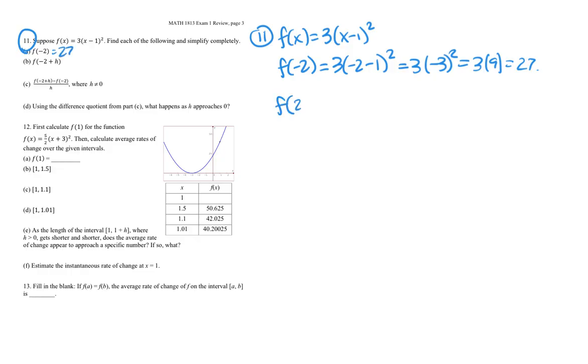f of negative 2 plus h is equal to, I'm going to plug negative 2 plus h everywhere I see an x. So that's going to be 3 times (negative 2 plus h minus 1) squared, which will give me 3 times (h minus 3) squared. And we can leave it just like that.